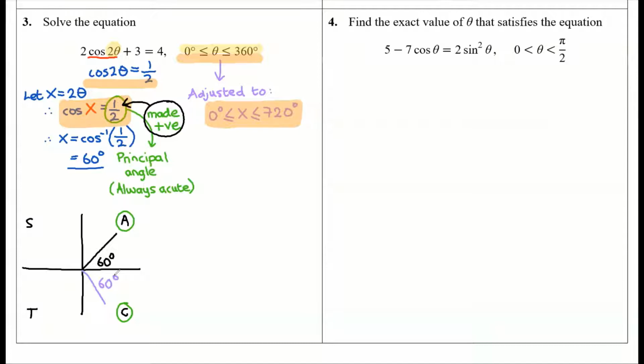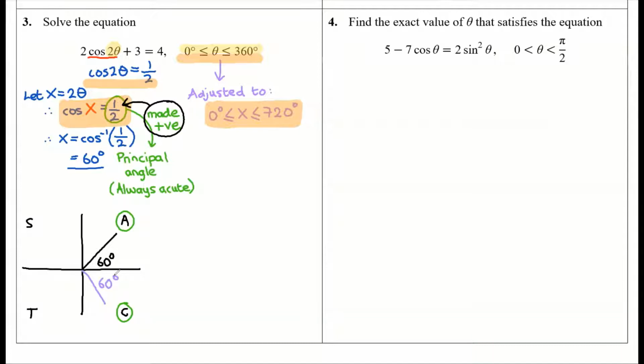For example, if the question was cos x equals negative a half, your principal angle would still be 60 degrees because you would ignore that negative. And when you're calculating the principal angle, you would still do the inverse cos of a half. You would just drop that negative.